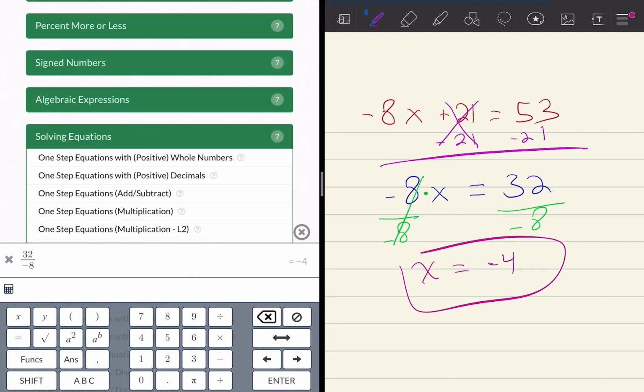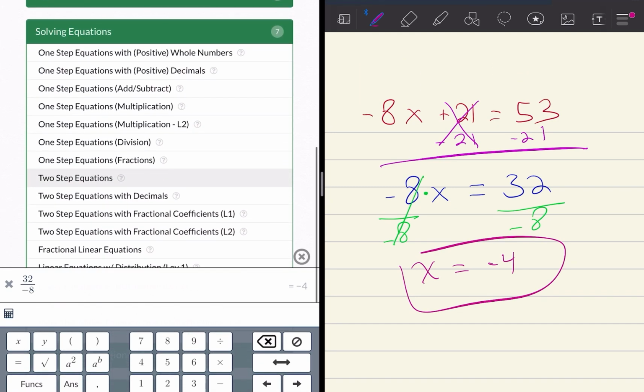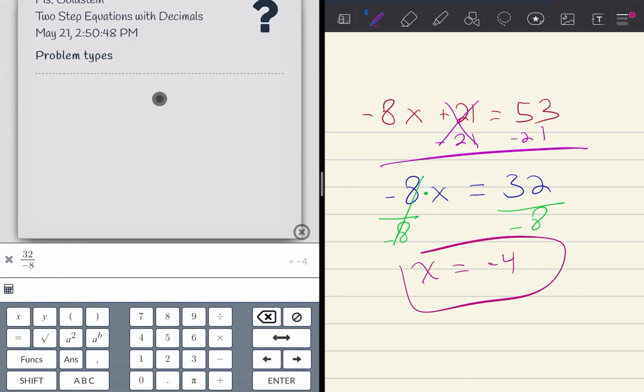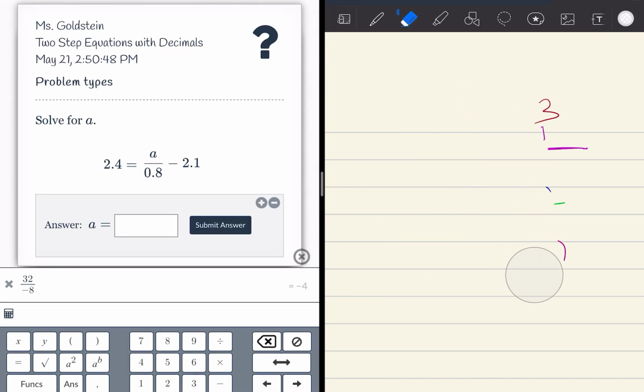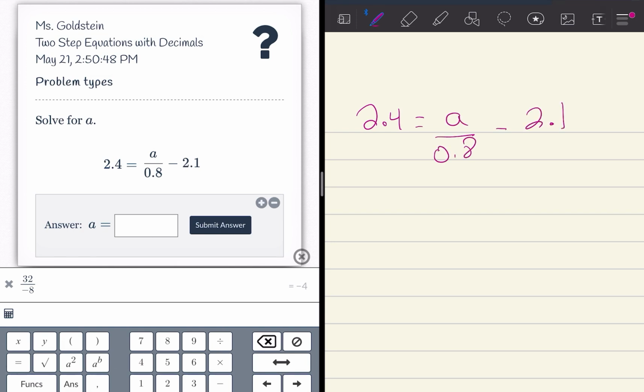Okay, let's go to the second part of today, which is two-step equations with decimals. Very similar process, just scarier looking numbers. Our first question is 2.4 equals a over 0.8 minus 2.1.